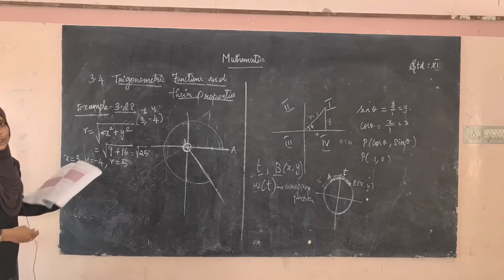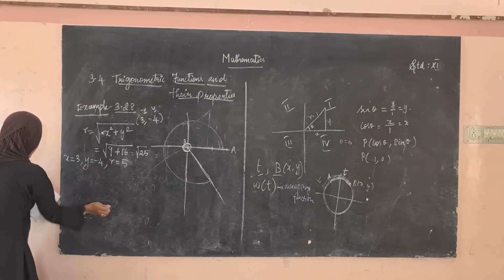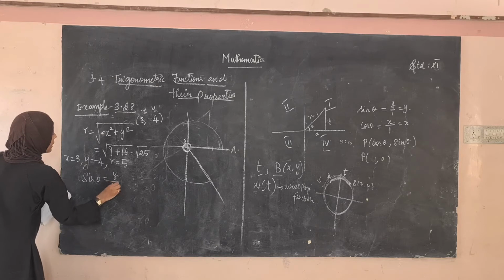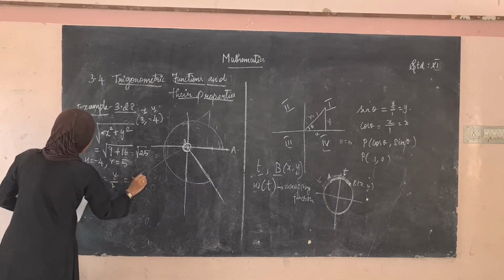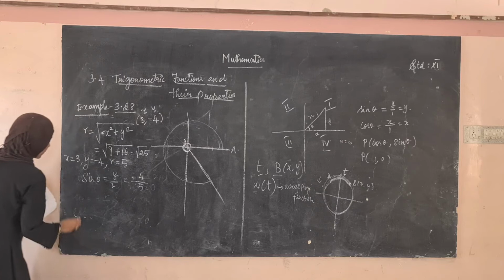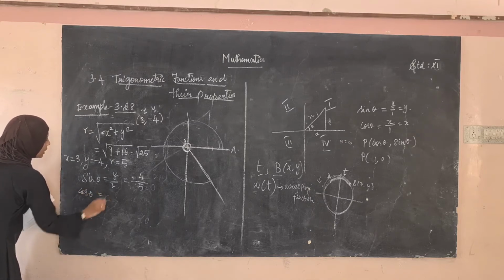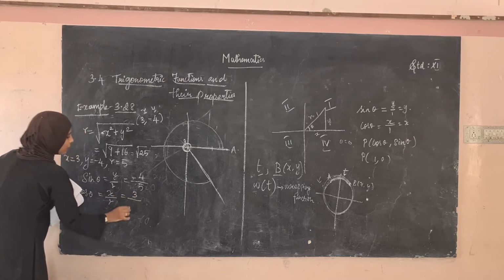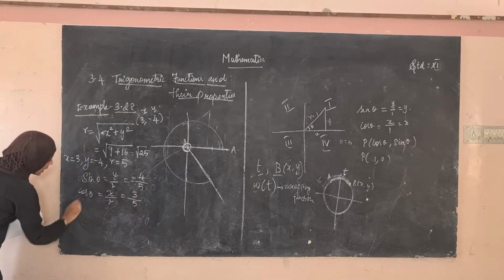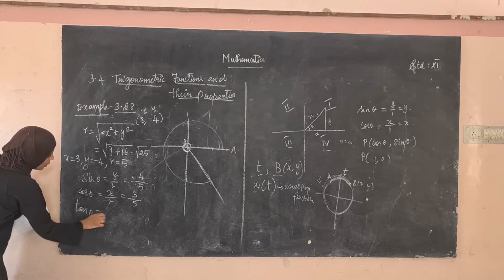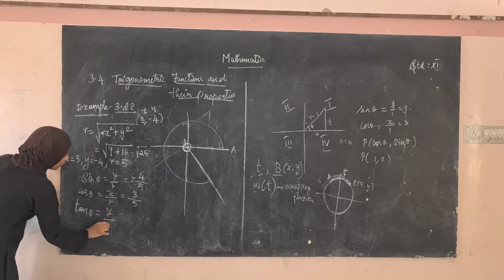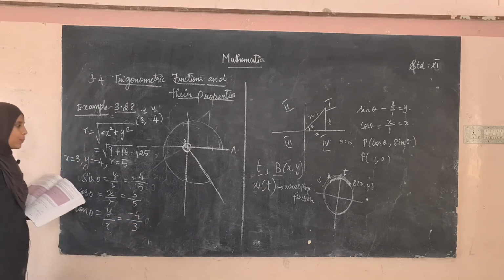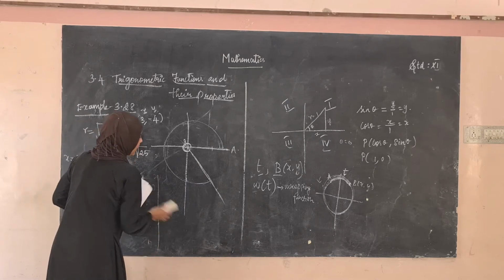What have they asked? They have asked us to find the 6 trigonometric functions. Shall we find them? What is sin theta? Sin theta is equal to y divided by r. What is y? -4. What is r? 5. So -4 divided by 5. Then what about cos theta? Cos theta is equal to x divided by r. What is x? 3. And what is r? 5. 3 divided by 5. What about tan theta? Tan theta is equal to y divided by x. What is y? -4. What is x? 3. -4 divided by 3. And what about the other 3 values?